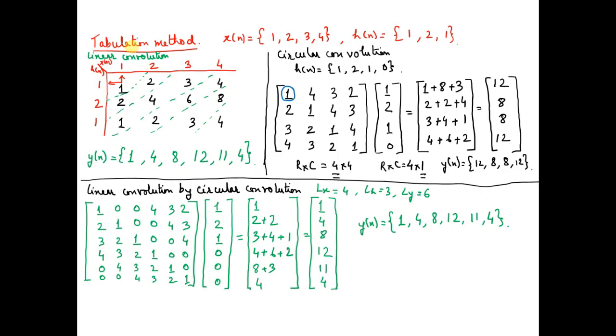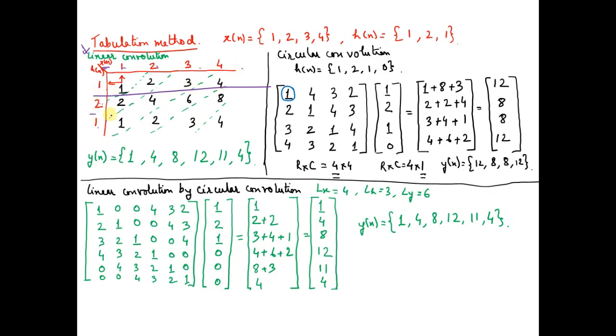Next is the tabulation method. In the tabulation method, it helps us in performing the linear convolution. In the linear convolution by the matrix, by the tabulation method, xn is 1, 2, 3, 4 and h of n is 1, 2, 1. Now you multiply: 1 multiplied by 1 is 1, 1 multiplied by 2 is 2, taking it row wise, 1 multiplied by 1 is 1, 1 multiplied by 3 is 3, 1 multiplied by 4 is 4.